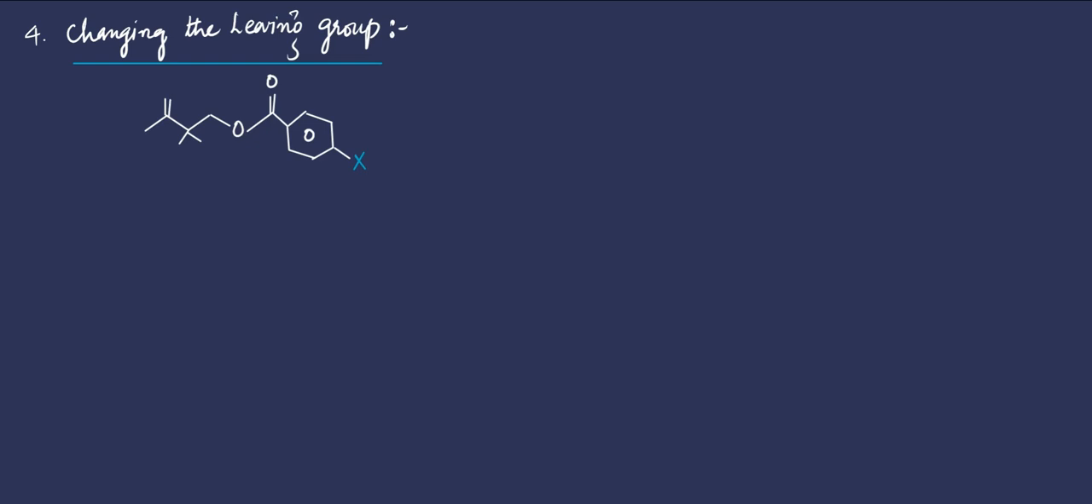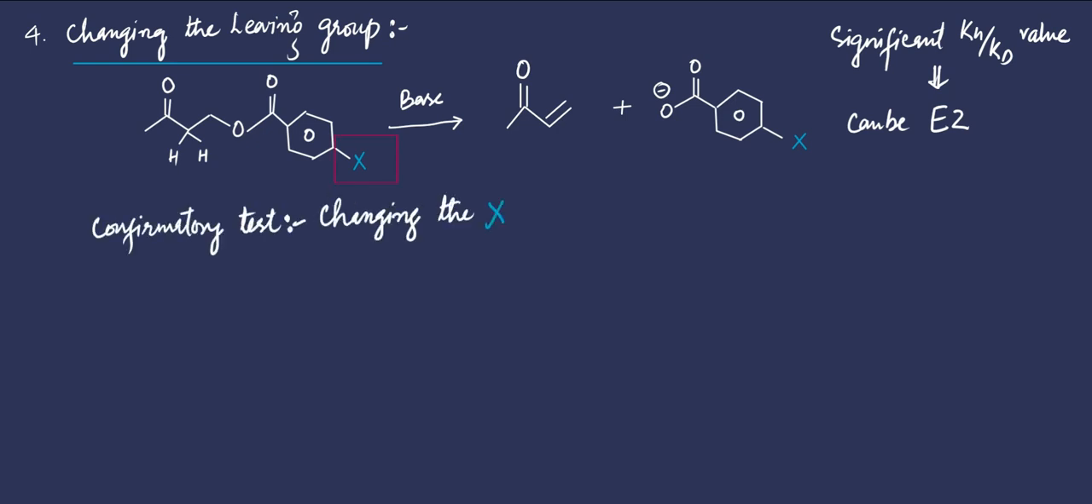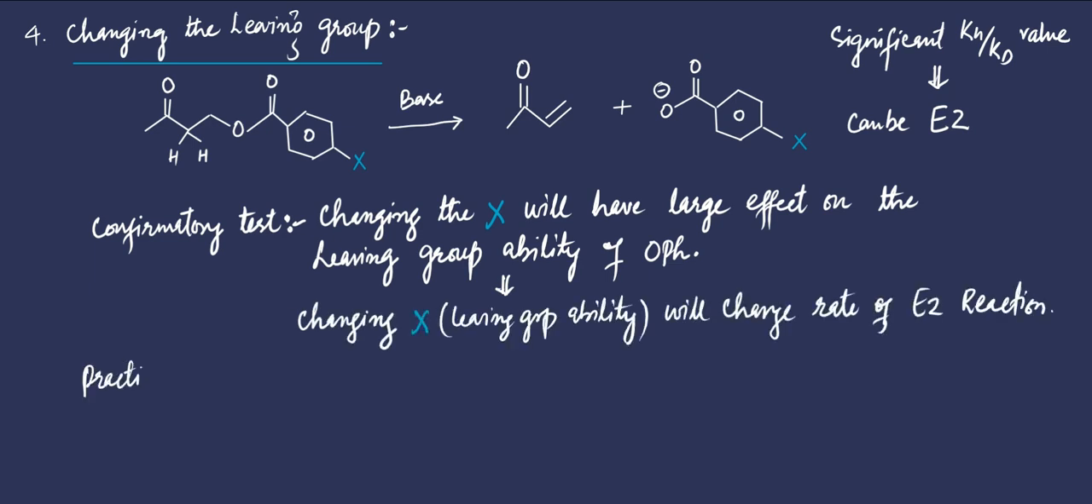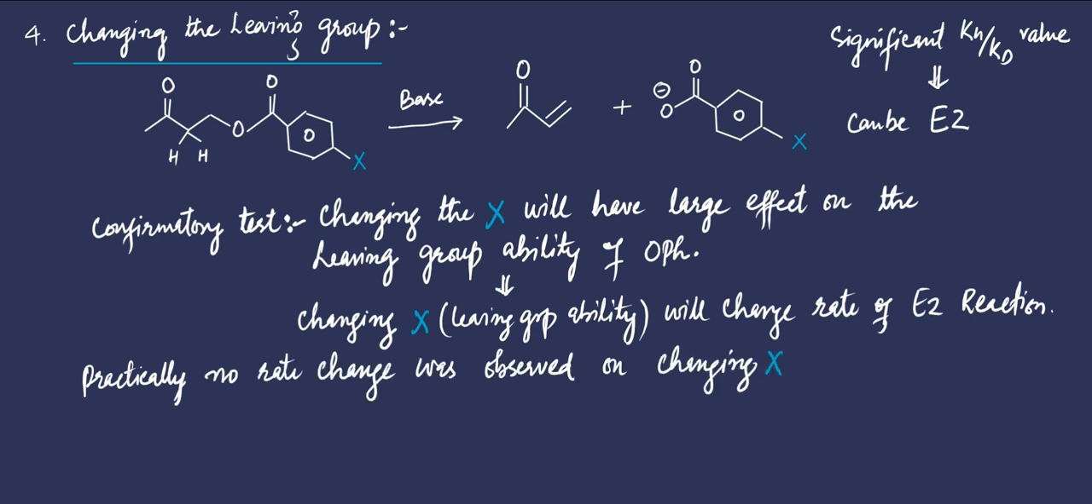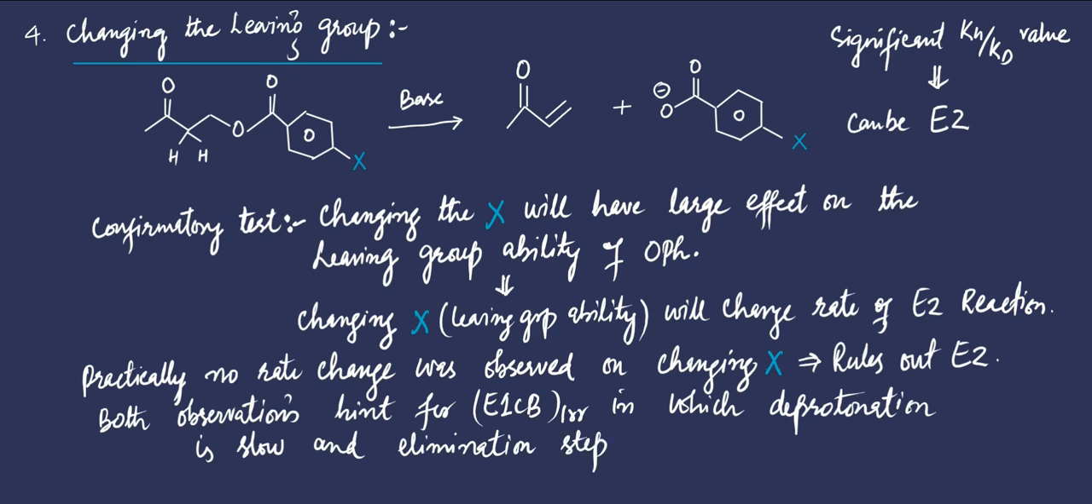Fourth evidence for E1cB mechanism comes from changing the leaving group. Consider this reaction, wherein base treatment gives alpha-beta unsaturated ketone product. This reaction shows a large primary kinetic isotope effect, meaning that CH is broken in the rate-determining step. This hints that it can be E2 elimination. If that is the case, we can do a confirmatory test. Changing the X in the para position of phenyl ring will have a large effect on the leaving group ability of OPh. And changing leaving group will change the rate of E2 reaction. Practically no rate change was observed on changing X, which rules out E2 mechanism. Both these observations hint for E1cB irreversible mechanism, which we have discussed earlier in this lecture, in which deprotonation is slow and rate determining, followed by elimination step, which is fast.